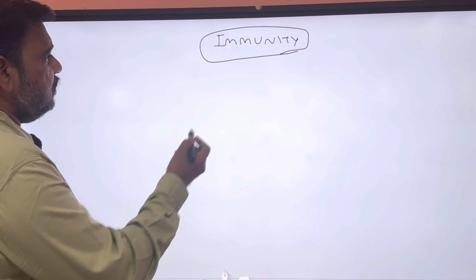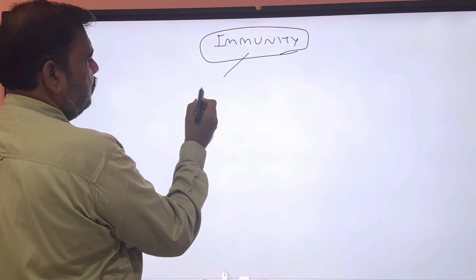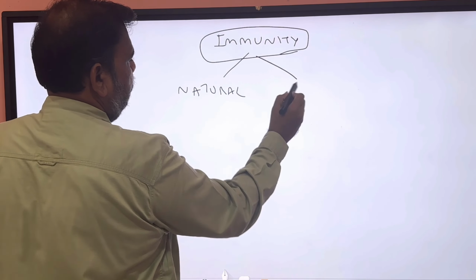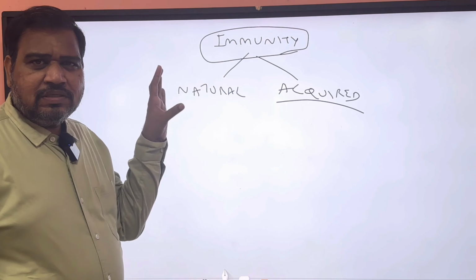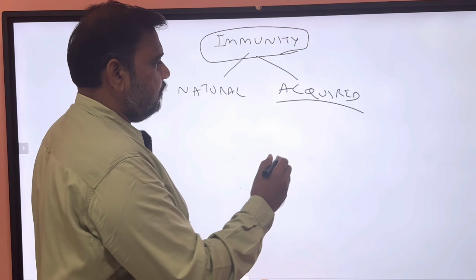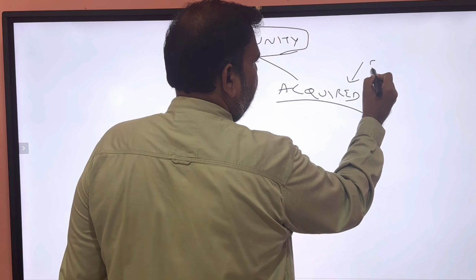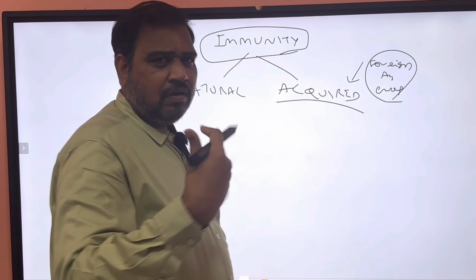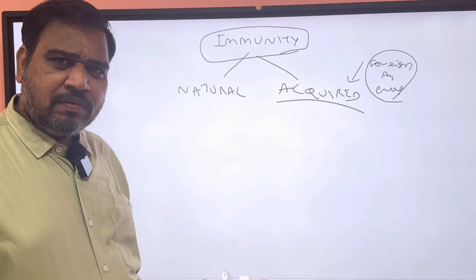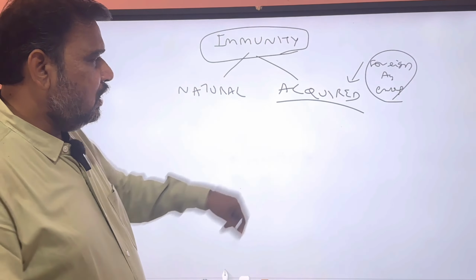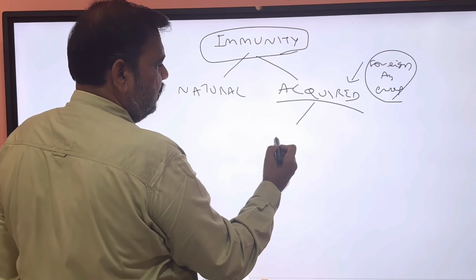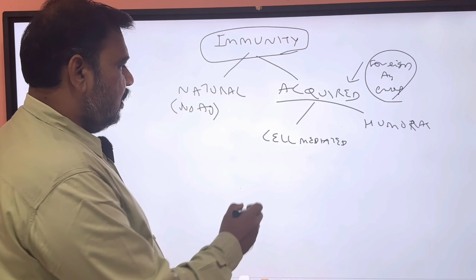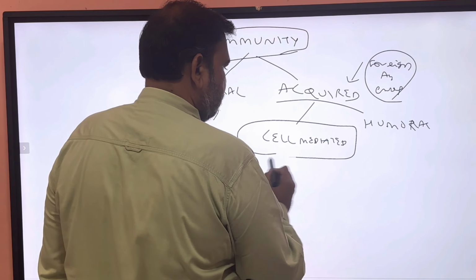Before going into that, we all know immunity is divided into natural or innate immunity and acquired immunity. Natural immunity is present since birth. Acquired immunity is produced when any foreign antigen, bacteria or virus enters the body from outside. And we all know acquired immunity is divided into cell-mediated and humoral. The topic of discussion today is cell-mediated immunity.